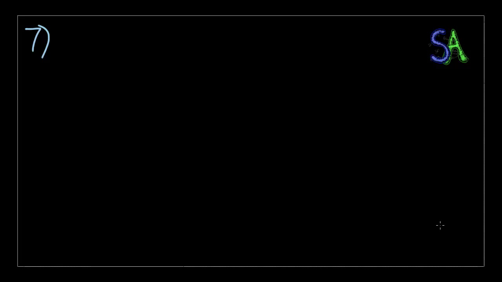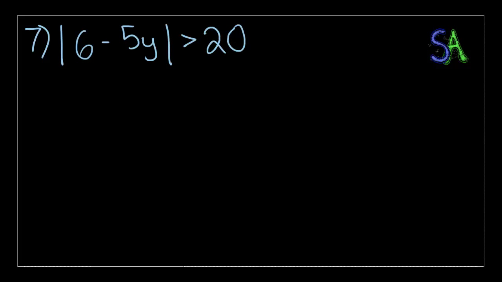Last time we left off on number 6 of the final section of test number 3. So today we're going to be starting off with an absolute value problem: the absolute value of 6 minus 5y has to be greater than 20. If that is true, which of the following is a possible value of y? And then they give us choices.